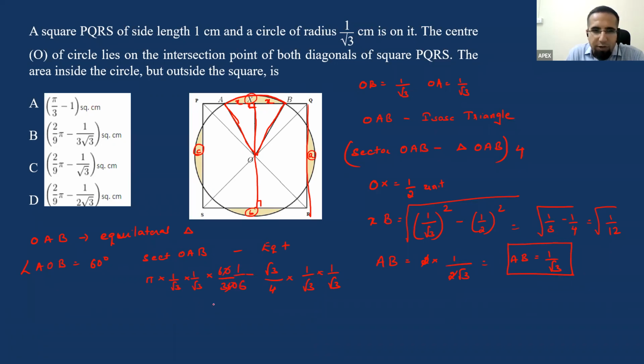Clear? So 1 by root 3 into 1 by root 3 is common in both. If you want to simplify this, I can take 1 by root 3 into 1 by root 3, which will give you 1 by 3, common. So here you have pi divided by 6 minus root 3 by 4. Clear? If you want, we can just simplify on these lines here. So after simplification, we should be able to get our answer. So this is 1 by 3 into this becomes 12. If this becomes 12, this is 2 pi minus this is 3 root 3.